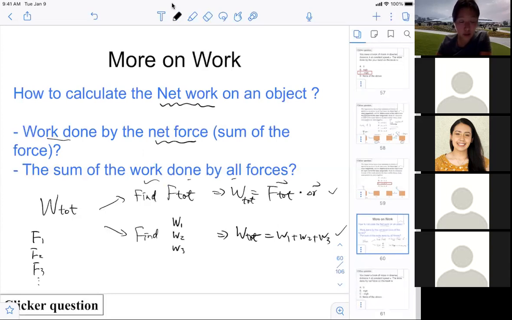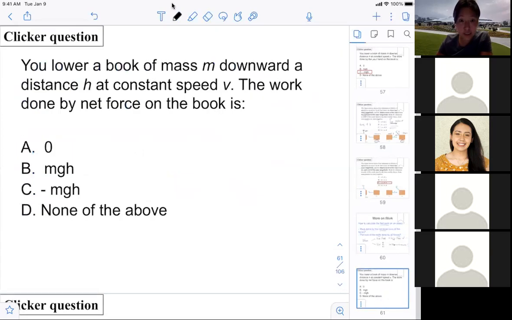But we can look at a more concrete example. Maybe you can decide which one feels more natural to you. So let's go to this example. This example we have already seen, so it should be fairly quick. Okay, so you lower the book again at a constant speed. We just did that. The work done now is asked by the net force, or if I had changed the language, saying: what is the total work done on the book?